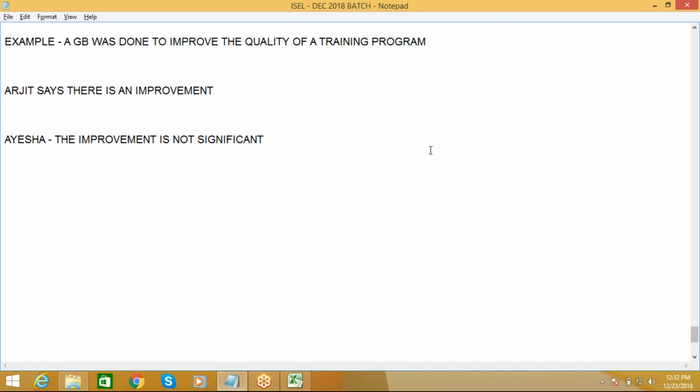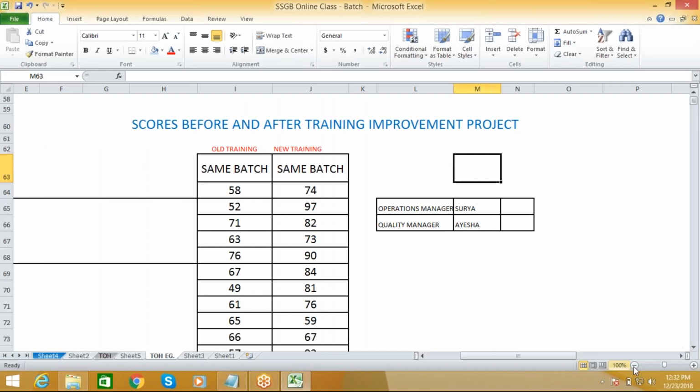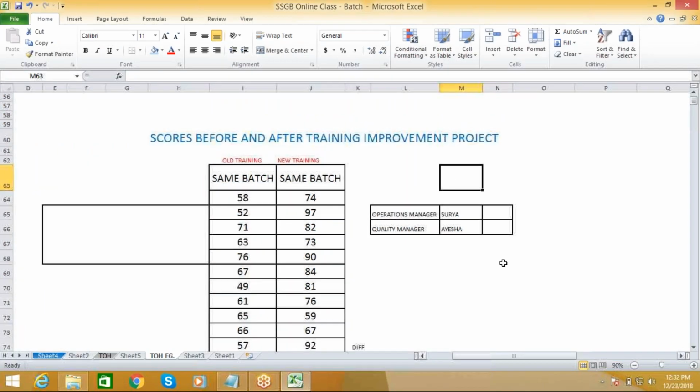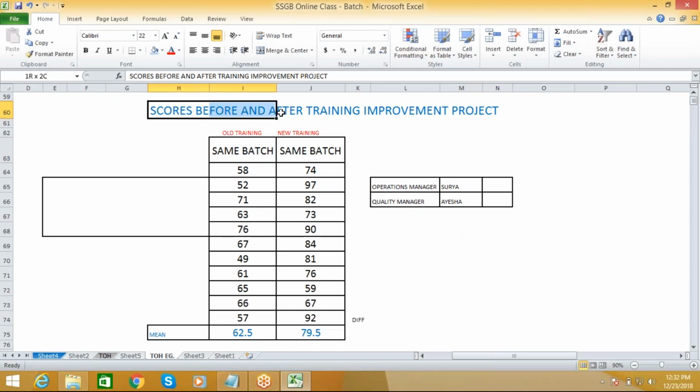Okay, now next, tell me what kind of data can we take over here to prove that the new training program is much better than the old training program? Yes, exactly. We can take some things like this. So we can ideally take the scores before and after the training improvement project, don't you think?